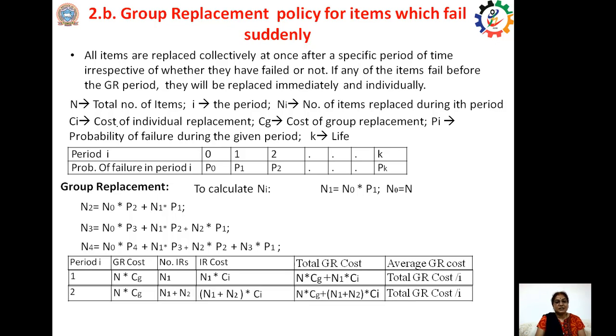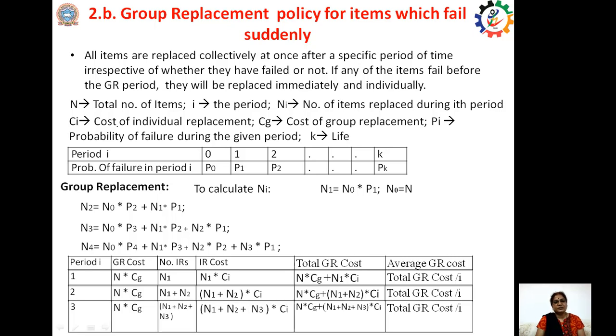Because till second month, how many you replaced individually? However many got failed in the first month plus how many got failed in the current, that second month. How do you get the third one? Third month means so far all cumulative. So N1 plus this, or it is previous value plus this value N3. N4 will be, we'll see later.